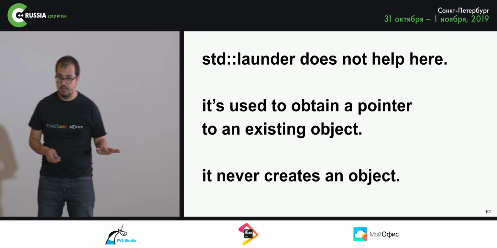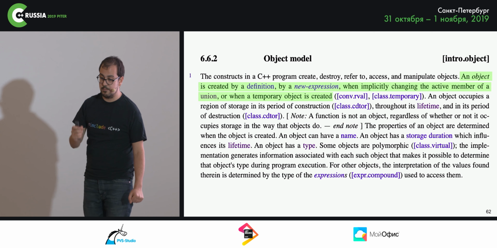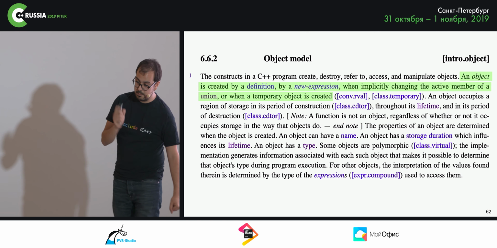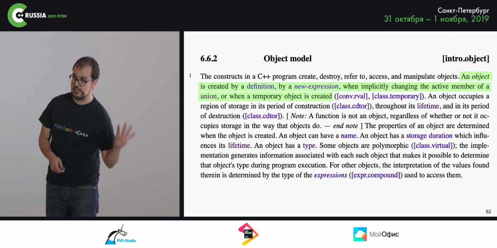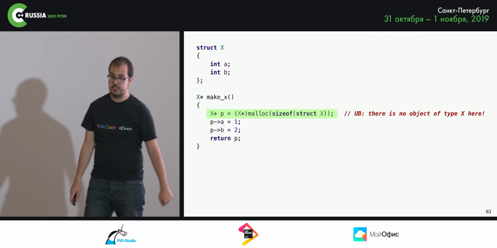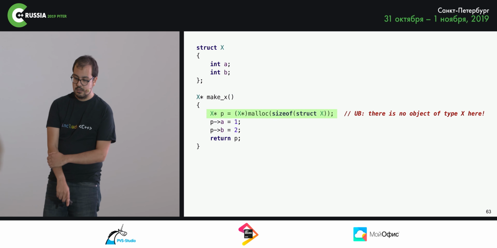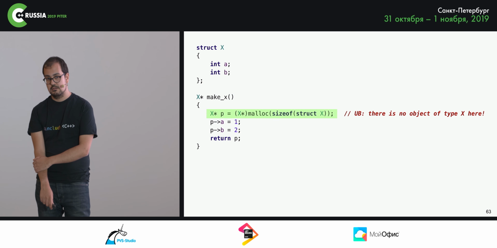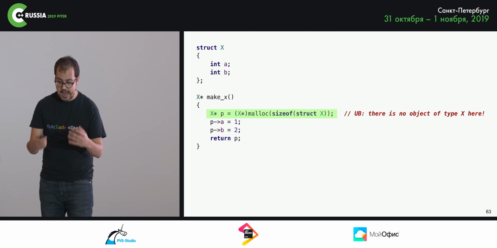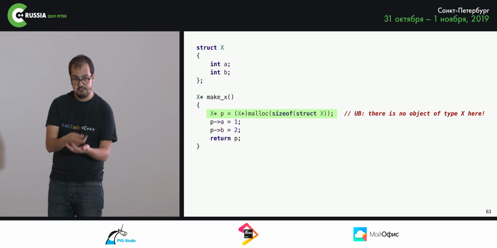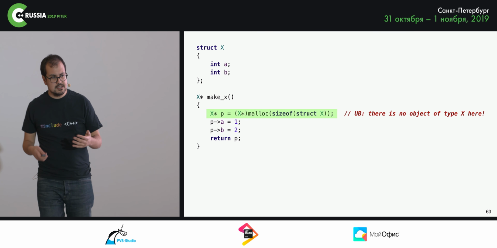It cannot create objects. The standard actually says exactly what can create objects. It's this part here. It says an object is created by a definition, by a new expression, when implicitly changing the active member of a union, or when a temporary object is created. These are the only 4 things that can create objects. And here, you're not doing any of these 4 things, which means you have not created an object of type X. It's not there. It has not been brought to life. And if you then access this blob of memory through a pointer to an object that doesn't exist, you get UB, okay?